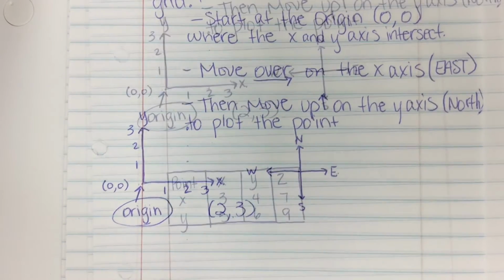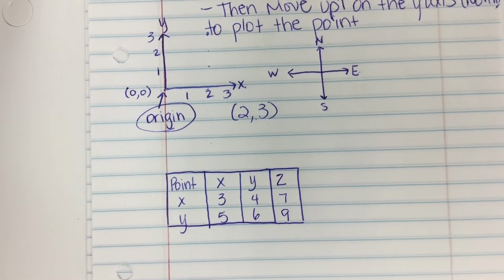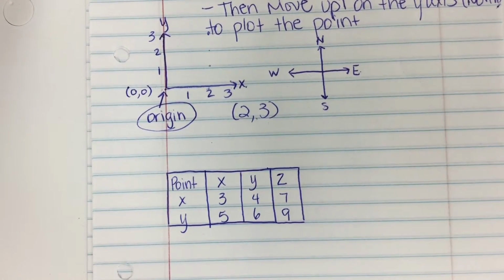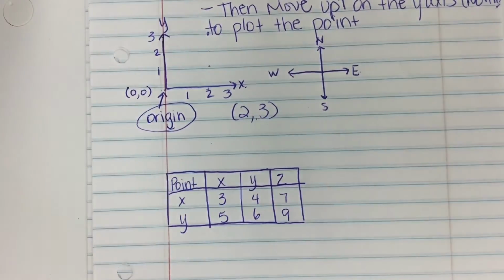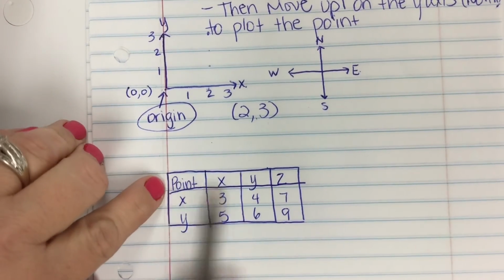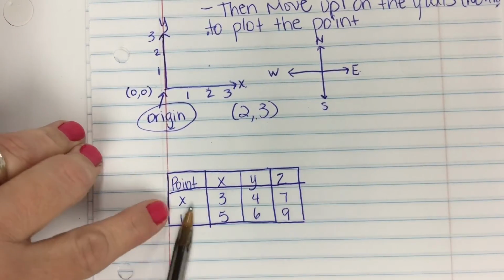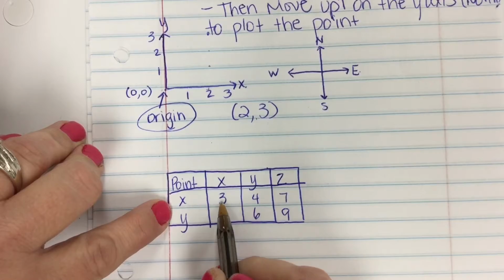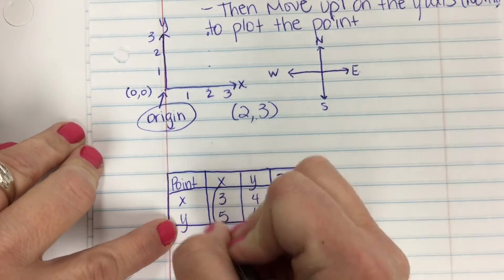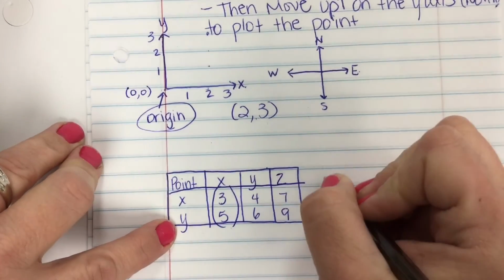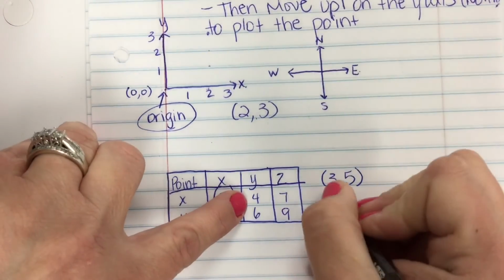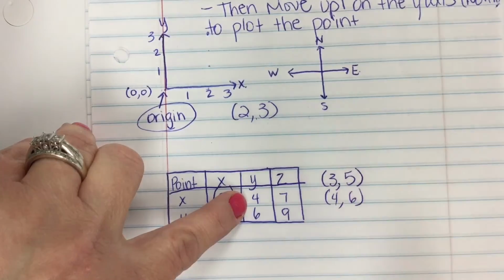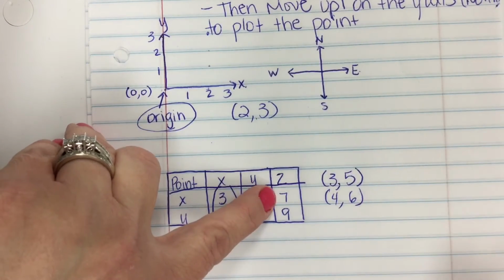Let's see. If you're given a table and it wants you to graph points from a table, you're still going to graph them the exact same way. So these are your points, x, y, and z. X is 3, y is 5. So these are your coordinates. So your ordered pair would be 3, 5. Your next one would be 4, 6. And the last one would be 7, 9.